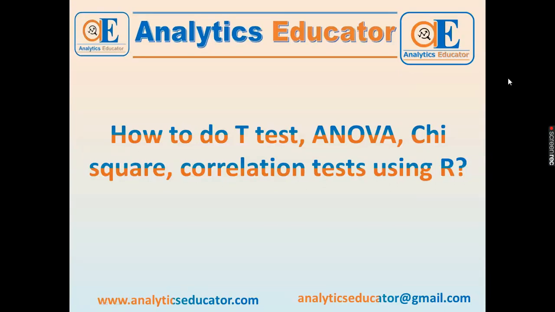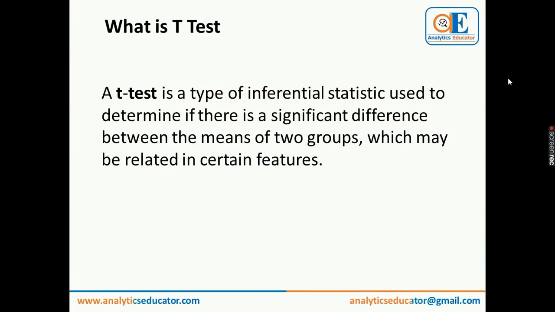Today I'm going to show you some of the statistical tests which we usually do in statistics, like t-test, ANOVA, chi-square, correlation. I'm going to tell you about these tests, why we do them, what the purpose of these tests is, and then I'm going to show you how to do it in R, and tell you about the interpretation. So let's start. We'll start with a t-test.